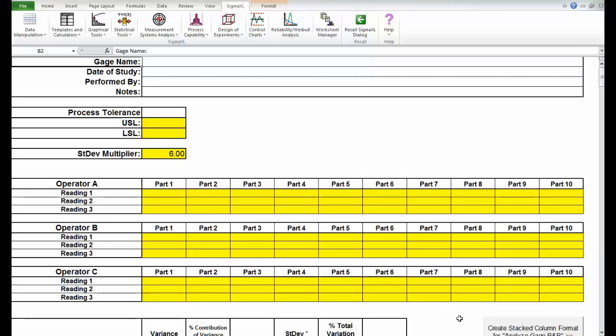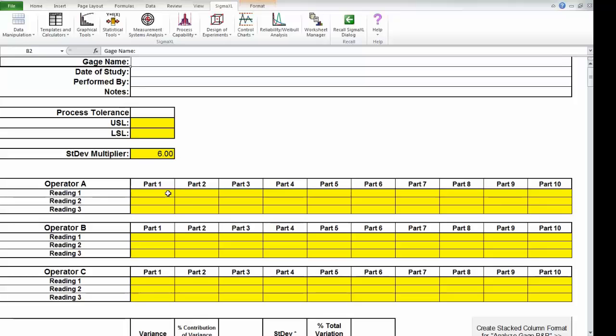Because all of the parts should roughly look the same, they don't know which part you are giving them. So you might hand them part number 7 first, then hand them part number 3, then part number 8, etc. And as they measure each item, you will then click in here and enter their response.